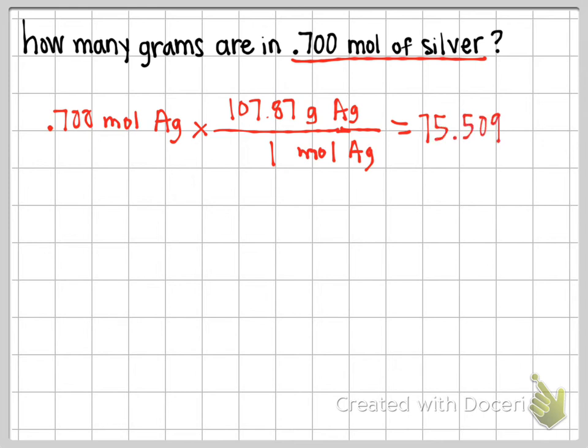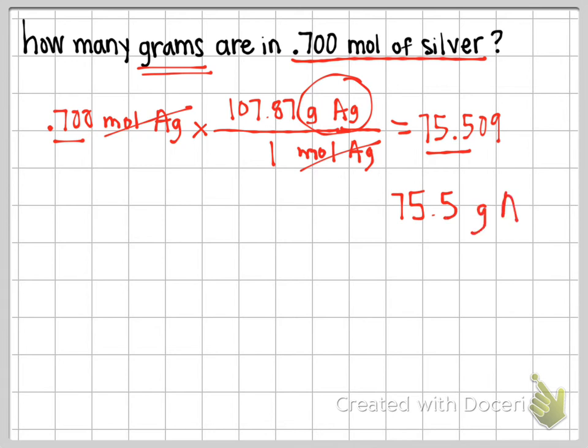This equals 75.509. Alright, so let's look at what our unit should be. Moles here and here on top and on bottom, that cancels out. Final answer is in grams of silver, which is what the question is asking. We start with 3 sig figs, so we need to end with 3 sig figs. So our final answer would be 75.5 grams of silver.